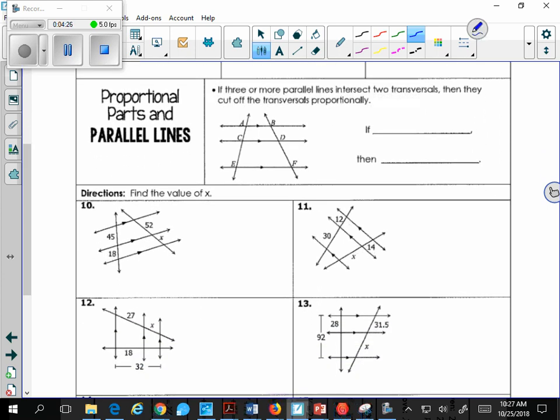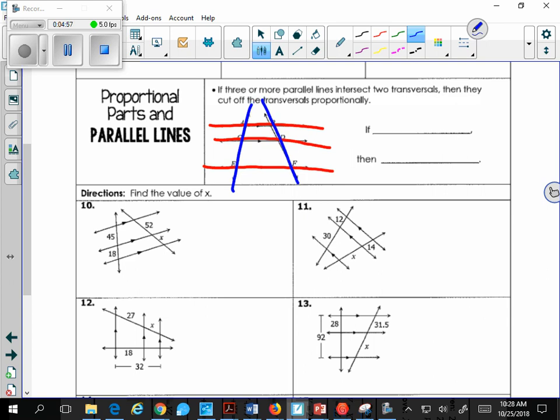And I want to talk about this right here, proportional parts and lines. That's our other little theorem that we're going to finish today out with. This says if 3 or more parallel lines intersect 2 transversals, then they cut off the transversals proportionally. So here I've got my 3 parallel lines, and right here I've got my 2 transversals.